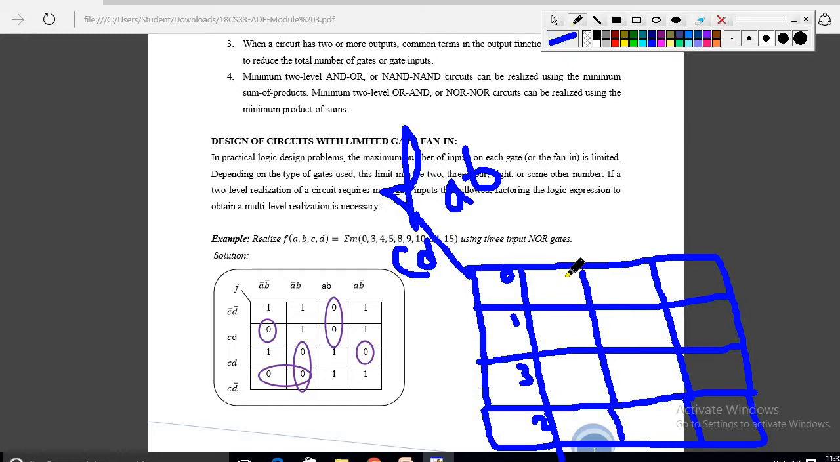Okay, 4, 5, 6, 7, like this. Okay, and 8, 9, 10, 11. Is it clear? And 12, 13, 14, 15. This is exactly the decimal notation of that particular one.